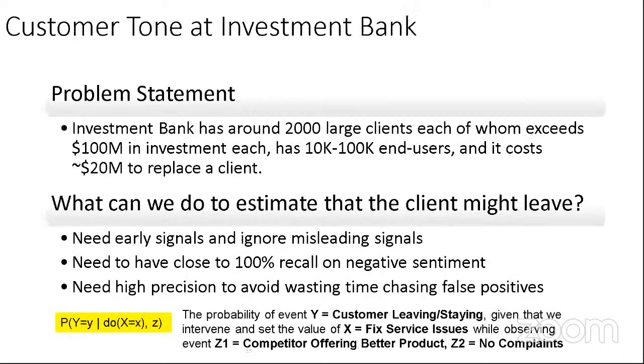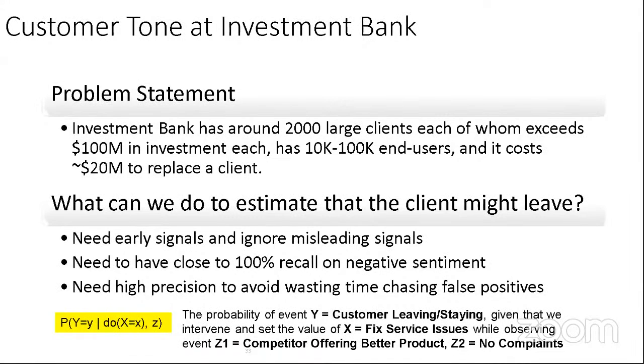So here is another problem statement which we solved. This is customer churn at an investment bank. This investment bank has 2,000 large clients, each of whom exceeds $100 million in investment. They have 10K to 100K end users, and it costs $20 million to replace a client. That's very expensive. Many times people make these customer attrition models. Now it doesn't cost this much to replace a client in general, but in this case, it costs that much. So their challenge to us was, what can we do to estimate that the client might leave?